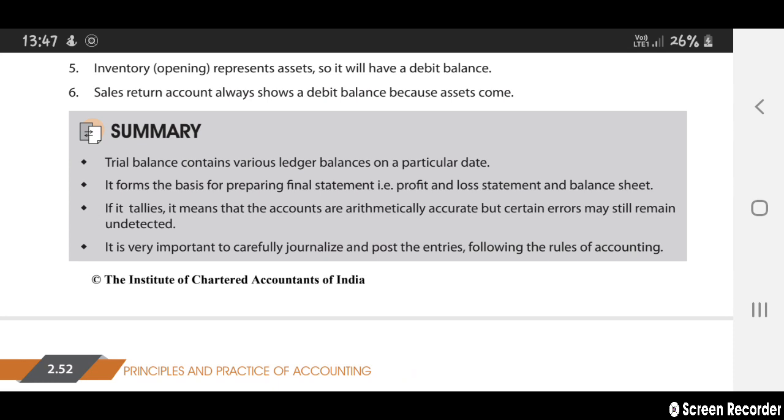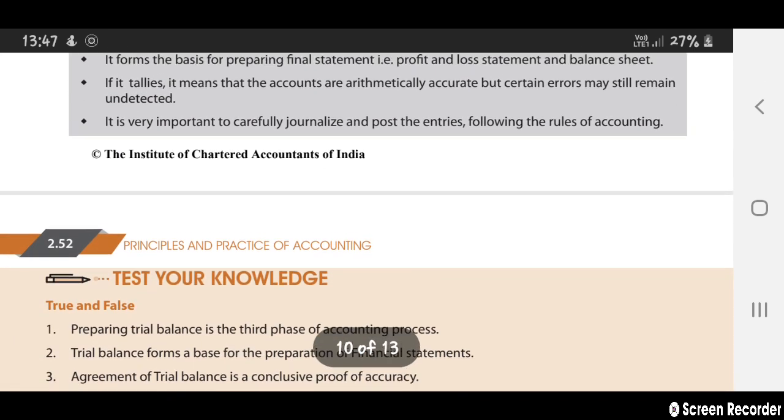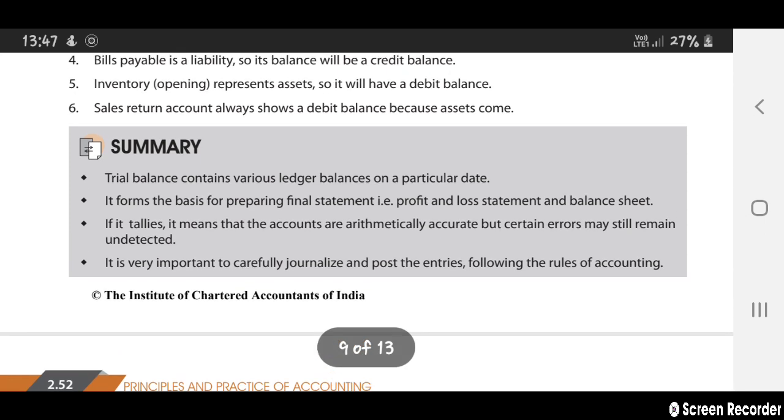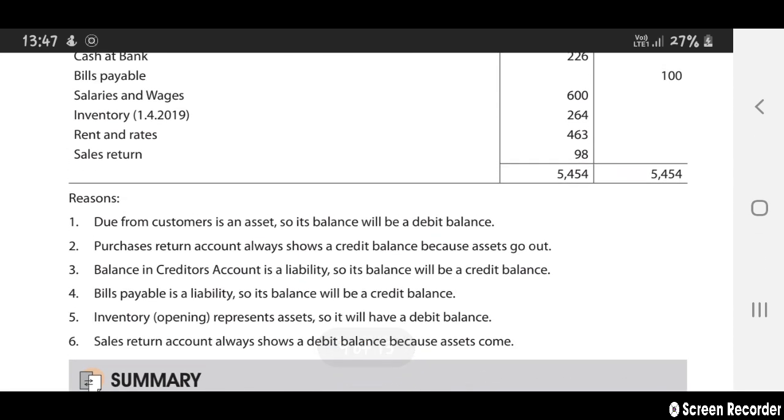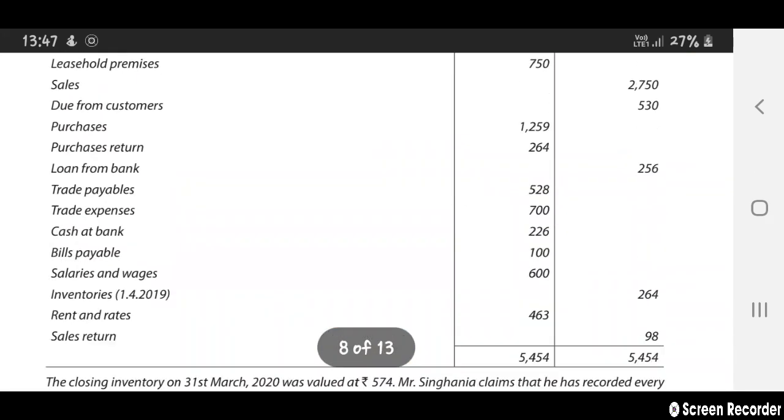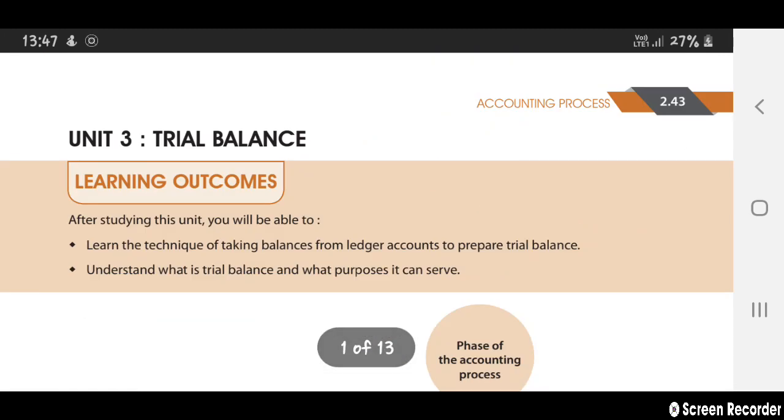It forms the basis for the preparation of financial statements: the profit and loss statement and the balance sheet are also made from it. If the trial balance tallies, it means the accounts are arithmetically accurate, but they may contain some errors that remain undetected. It is very important to carefully journalize and post the entries by following the rules of accounts. So okay friends, this was your chapter, the trial balance.